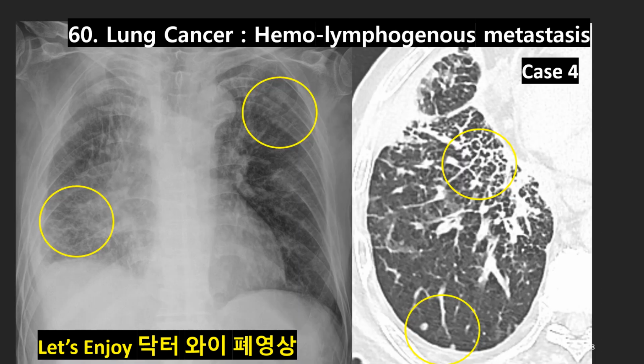Maybe now you completely understand the findings of chest X-ray and CT scan of lymphangitic carcinomatosis. So let's enjoy the last picture of the hemato-lymphangitic metastasis of this patient from lung cancer. The lung cancer is from the right side.